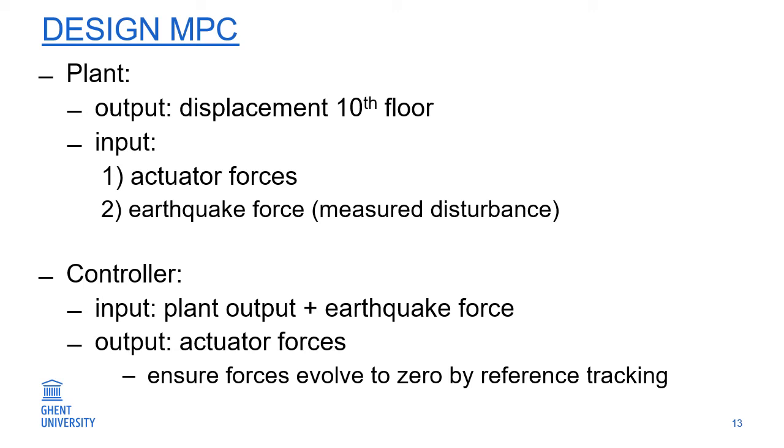The plant output is sent back to the controller via feedback, as well as the earthquake force. The latter is done such that the controller can generate appropriate signals for the actuators, taking the disturbance coming from the earthquake into account. In order to ensure that the actuator forces evolve to 0 after the earthquake, targets equal to 0 are set for the actuator forces.